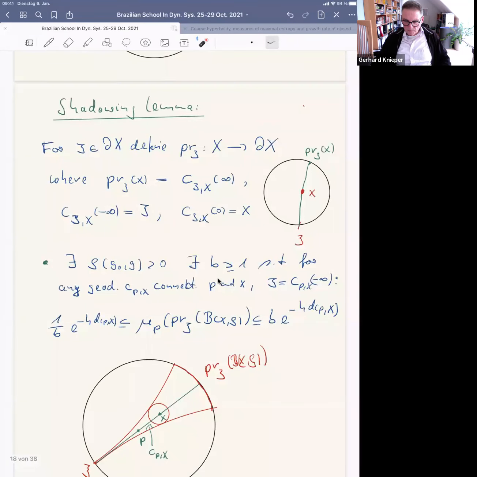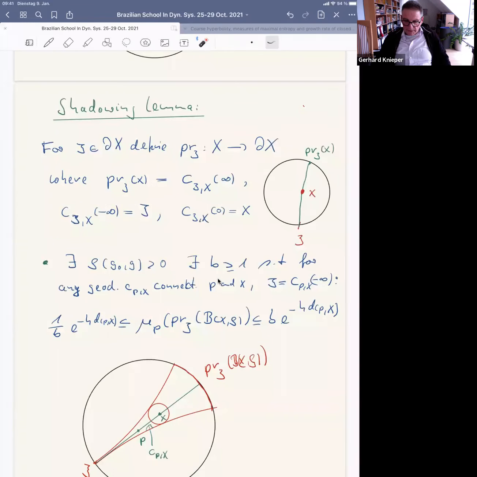So the shattering lemma we will use a bit later, especially if we want to introduce an invariant measure for the geodesic flow based on this Paterson-Sullivan construction. The shattering lemma will be very important. So the version which I'm looking at is the following.